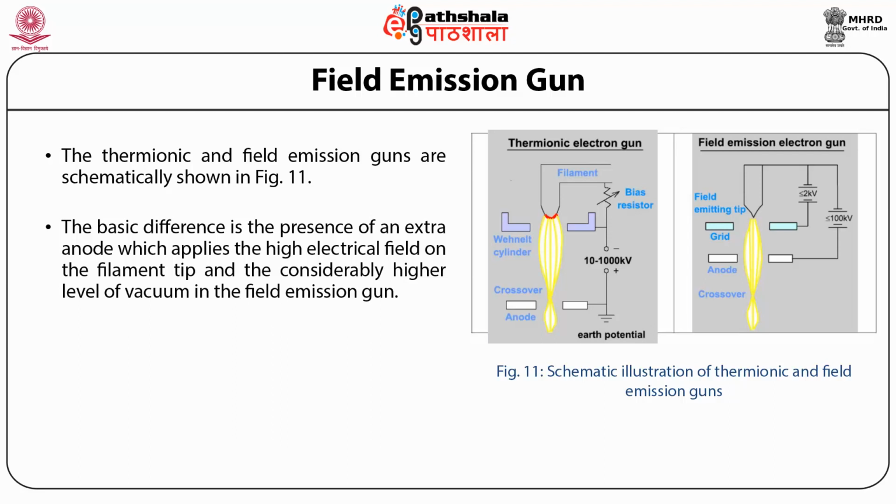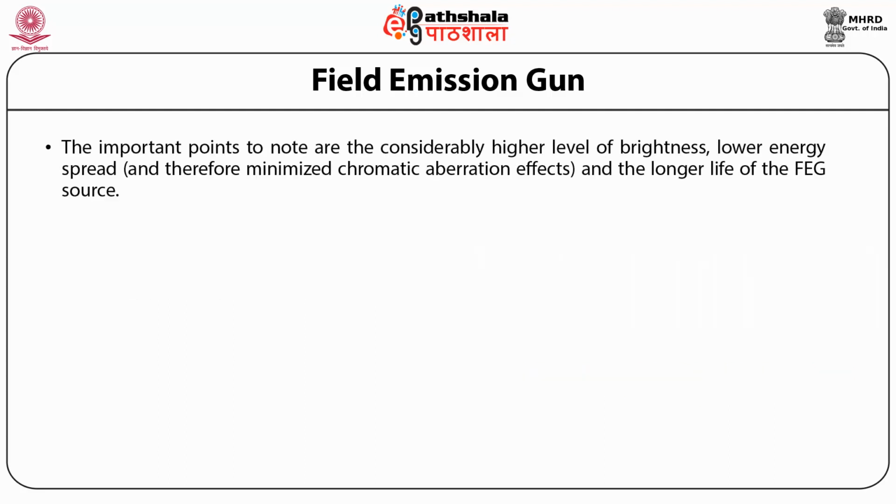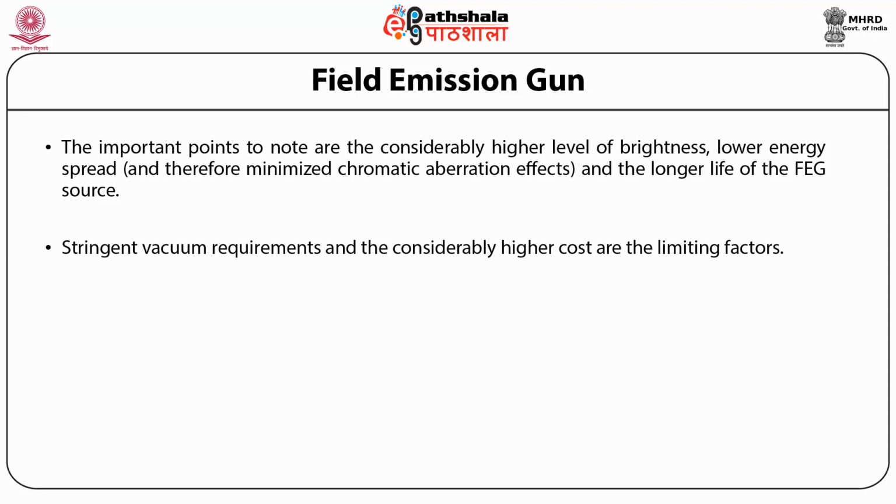The basic difference is the presence of an extra anode which applies the high electrical field on the filament tip, and the considerably higher level of vacuum in the field emission gun. The important points to note are the considerably higher level of brightness, lower energy spread, and therefore minimized chromatic aberration effects, and the longer life of the FEG source. Stringent vacuum requirements and the considerably higher cost are the limiting factors.